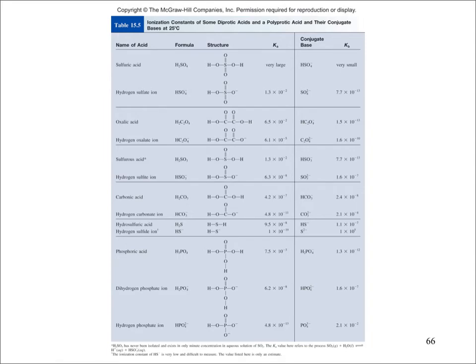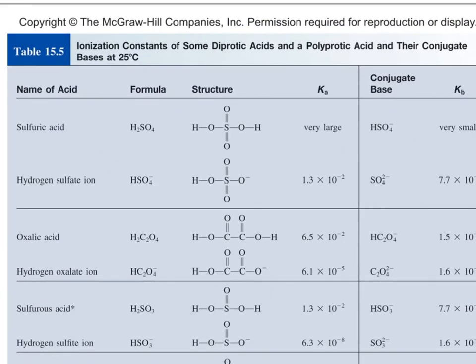So from this, we can see that for sulfuric acid, the Ka is very large, but for hydrogen sulfate it is 1.3 times 10 to the minus 2. Now, this means that when you put sulfuric acid in water, most of the concentration is going to come from our first proton coming off. But there is a fairly significant amount of secondary proton coming off.